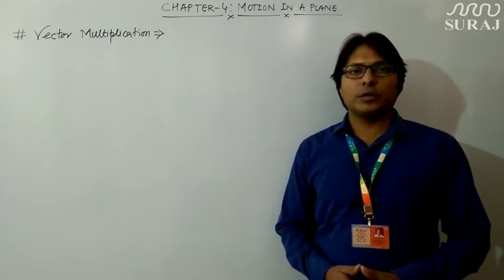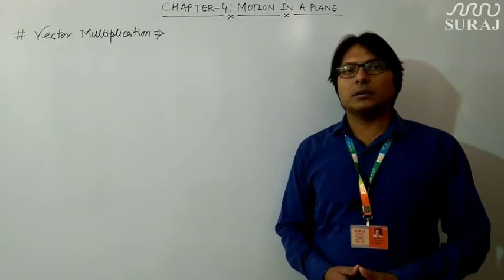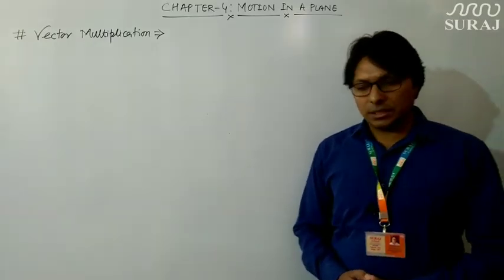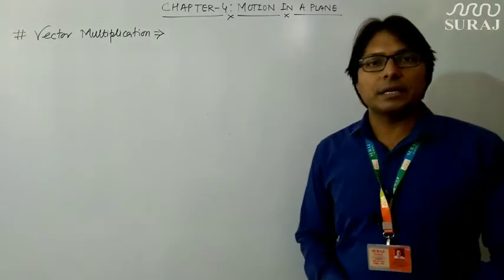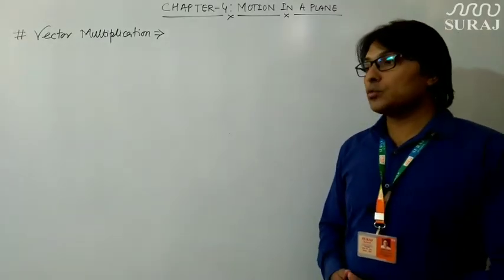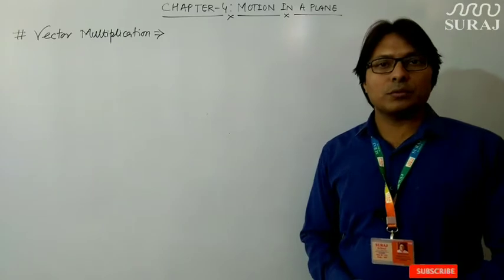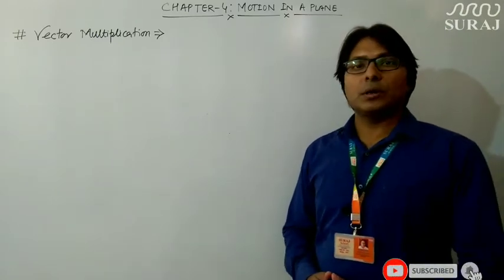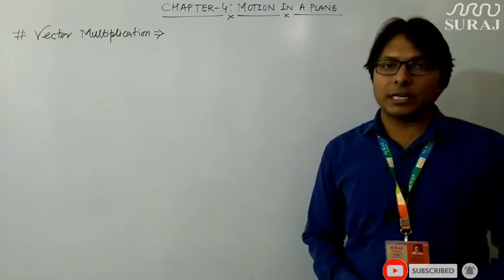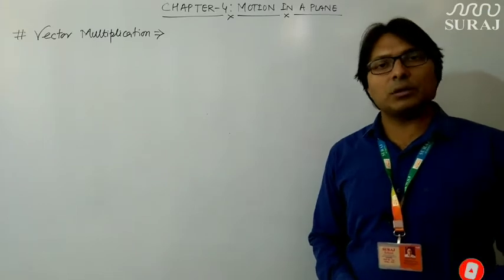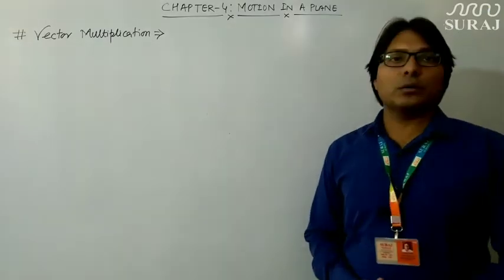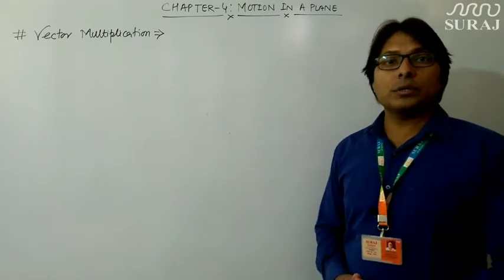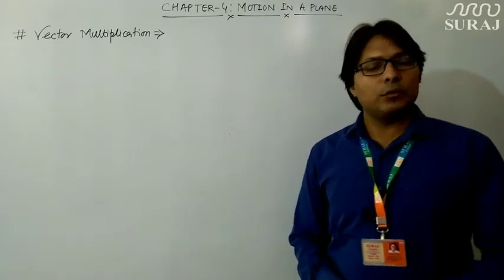Today in this video we are going to discuss vector multiplication. In our last videos we discussed vector addition and the two methods of vector addition. The first was the triangle rule, and the second was the parallelogram method of vector addition. Here we are going to discuss how two given vectors can be multiplied with each other.